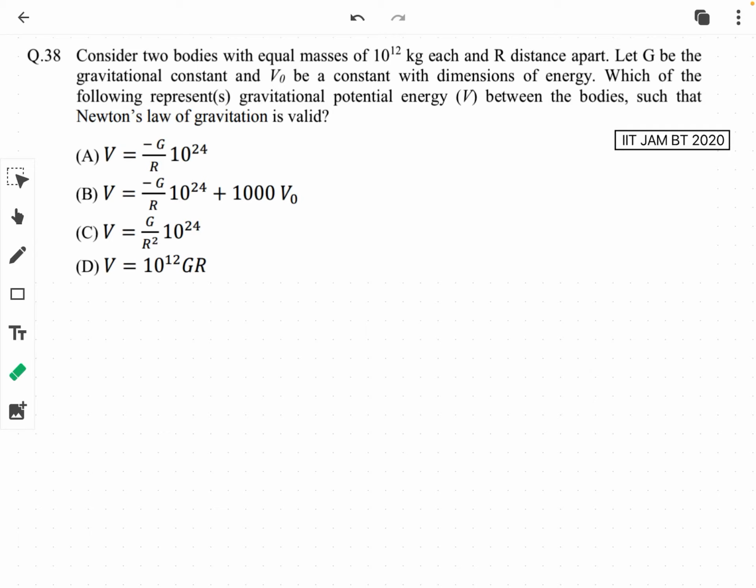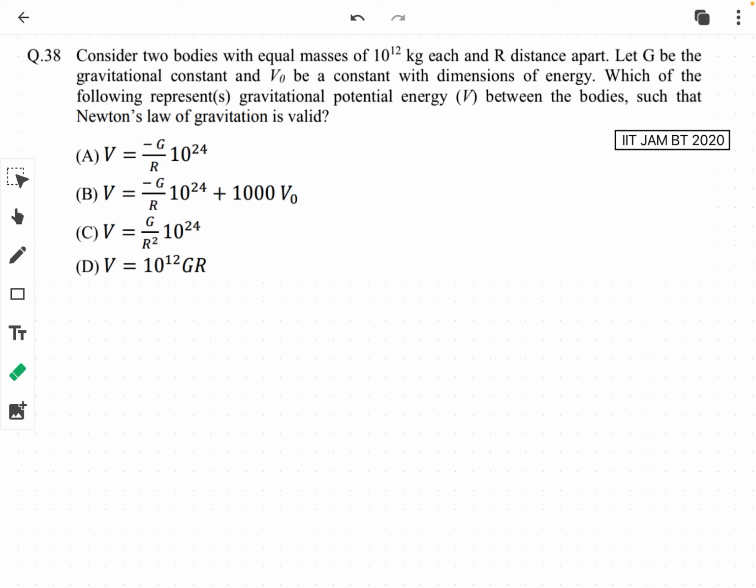In this video, we are going to solve another problem which came in the year 2020 in JAM Biotechnology paper. Here the question is, consider two bodies with equal masses of 10 to the power 12 kg each and r distance apart. Let G be the gravitational constant and V0 be a constant with dimensions of energy. Which of the following represents gravitational potential energy V between the bodies such that Newton's law of gravitation is valid?